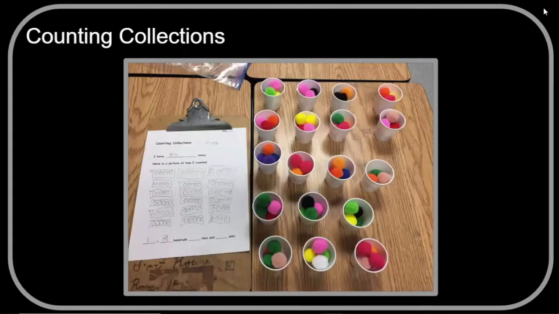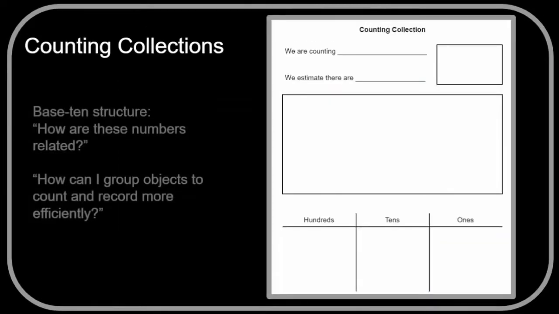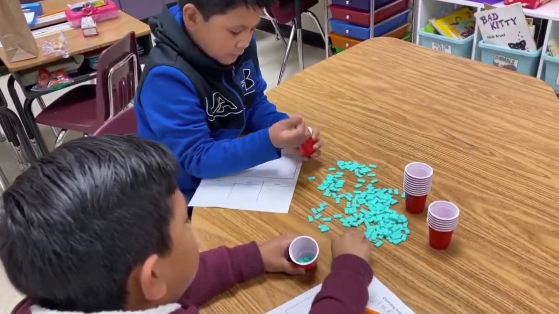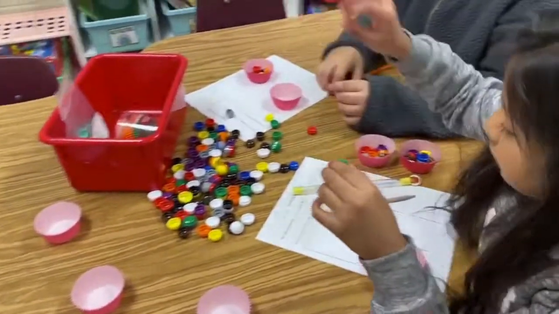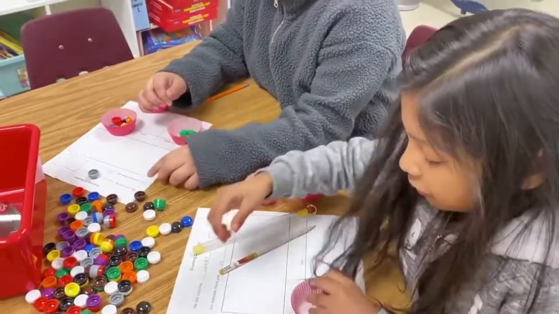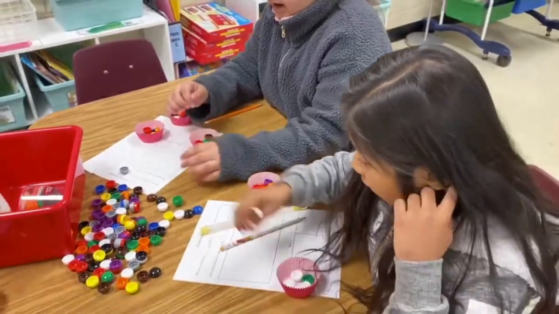Counting collections is another great formative assessment tool that allows students to model and show their thinking as they count groups of objects. Students make estimates about how many objects they think they have and decide how they can group the objects to count and record more efficiently. As students engage in the activity throughout the year and across grade levels, they begin to utilize concepts of operations to more efficiently count collections.